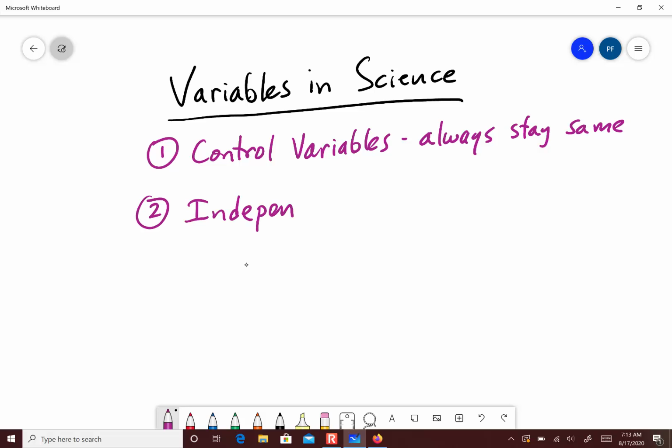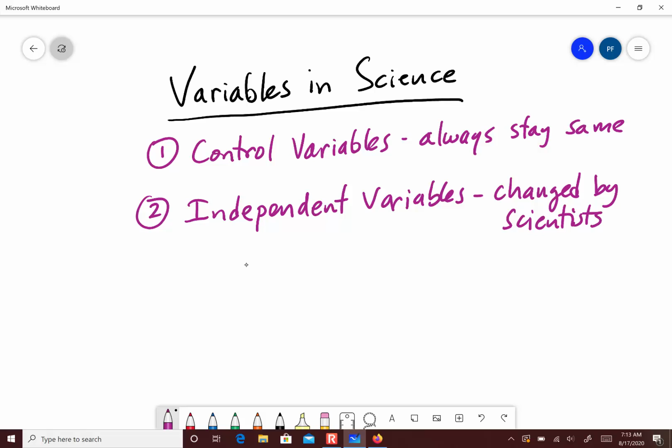Okay, then we can have what are called independent variables. The independent variables are things that get changed by the scientist. Okay, so these things get changed, but these are not things we actually want to measure. So the next one, number 3, is going to be the things that we actually want to measure, that we want to see if those things are changing.